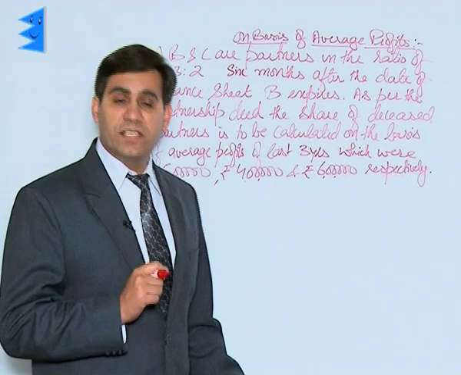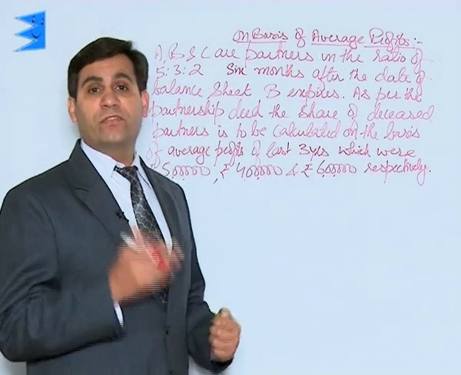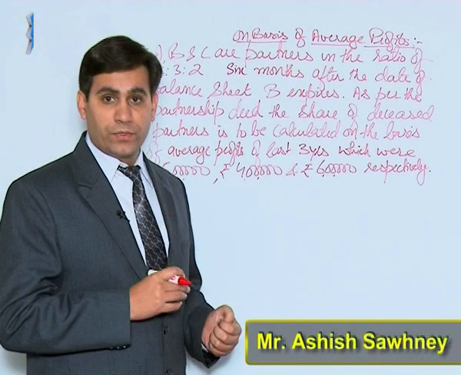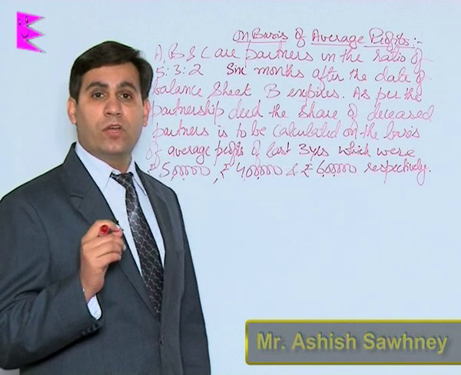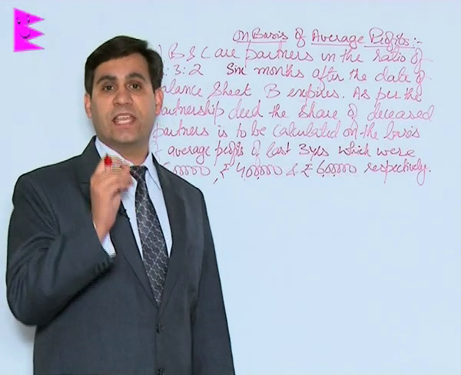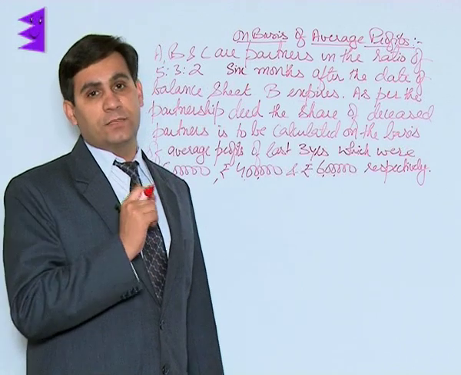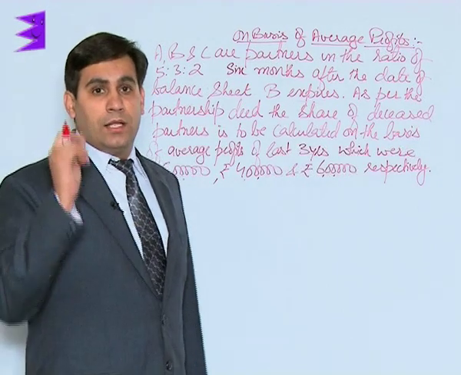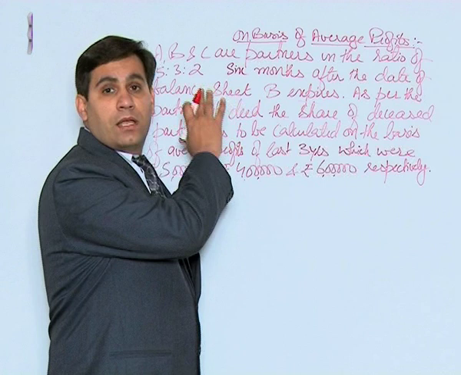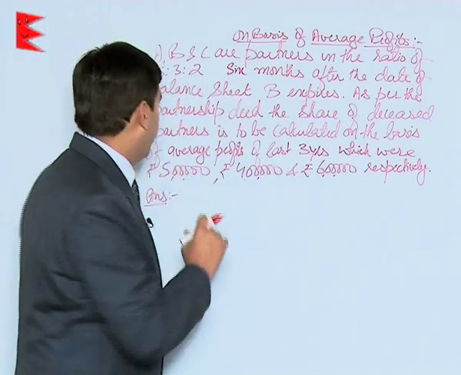The second basis is on the basis of average profits of previous few years. Now in this case, the average profit of last few years is taken to be the base on which the share of the deceased partner is calculated. Let us understand this by solving this particular example.